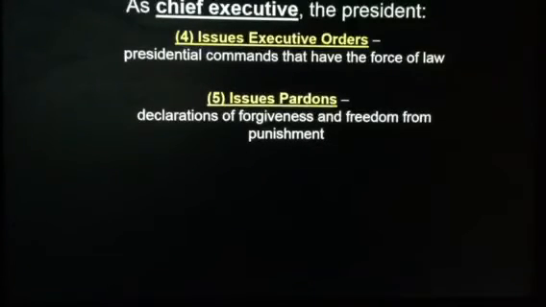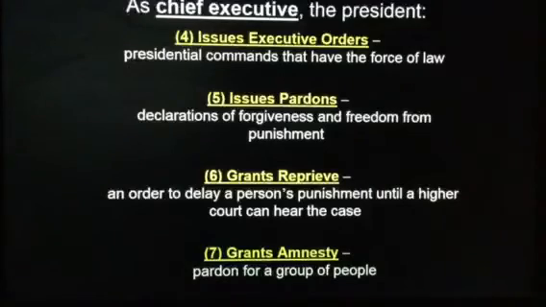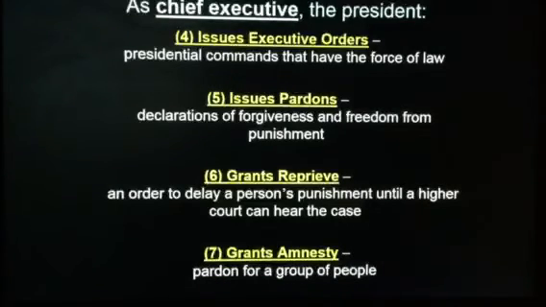The president can issue pardons. These are declarations of forgiveness and freedom from punishment to individuals who have broken federal law, and grant reprieves. This is a delay in a person's punishment until a higher court can hear the case, and also grant amnesty. This is a pardon for a group of people.